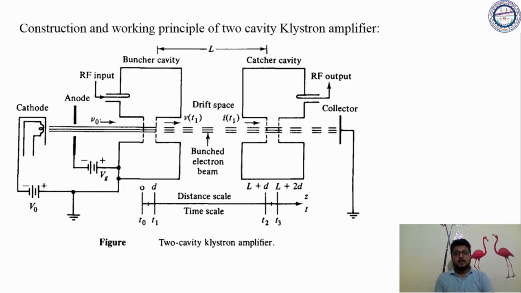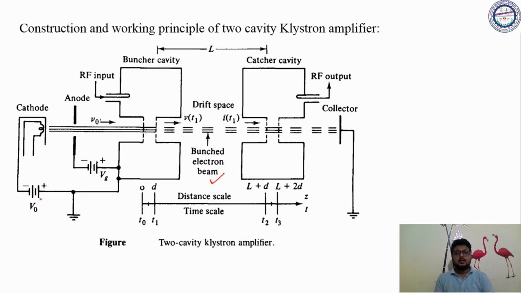Then we have a drift space. In this drift space, the bunching process takes place, so bunching of the electron beam takes place here. The length of the drift space is L. Then we have the catcher cavity. All the bunched electrons come here, and the catcher cavity catches the kinetic energy of the bunched electrons and delivers it in the form of RF output. And we have the collector, which collects all the electrons. Then this process continues.